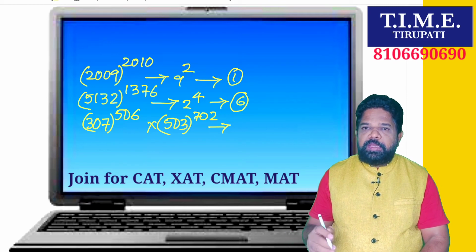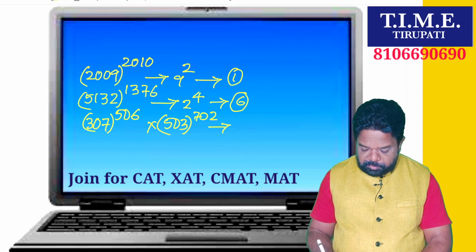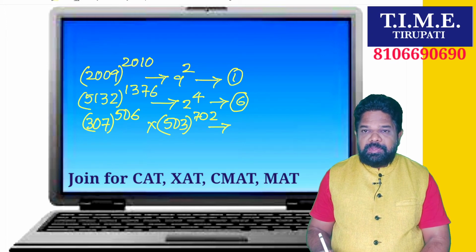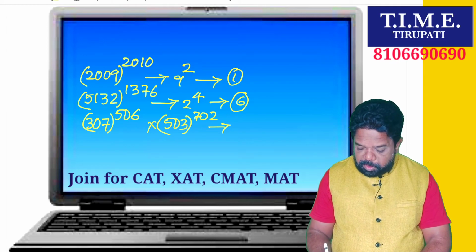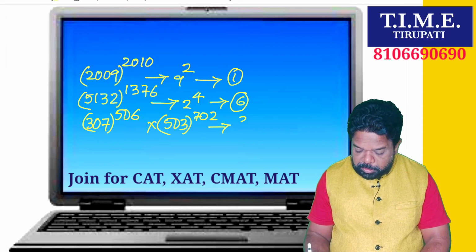Individually you have to calculate the units place values of both and multiply them, and finally again take the units place value of that. First we consider 307 whole power 506. What is our logic? Power divided by 4 and take the remainder. By dividing 4, how much do you get? 4 1 is 4, again 10, 4 2 is 8, 2 is there, 4 6 is 24, again 2 is the remainder. So that 2 is the power of the units place value.